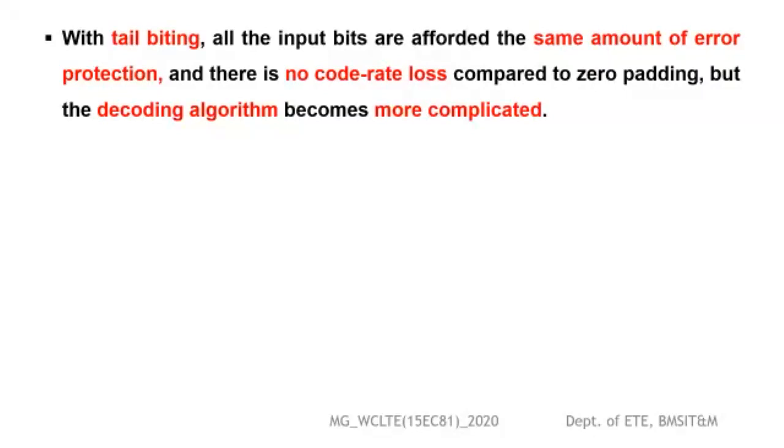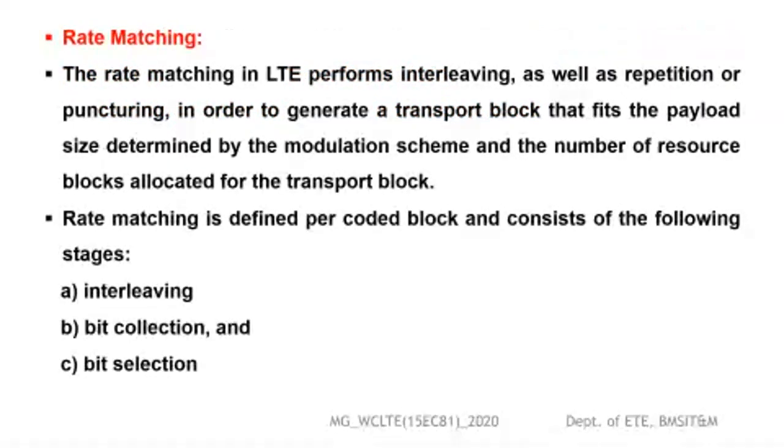So next, after channel coding, what will be the next step? That is rate matching, right? So why is rate matching required? Rate matching in LTE performs interleaving as well as repetition, or we say puncturing, in order to generate a transport block that fits the payload size determined by the modulation scheme and the number of resource blocks allocated for the transport block. So that is what rate matching is.